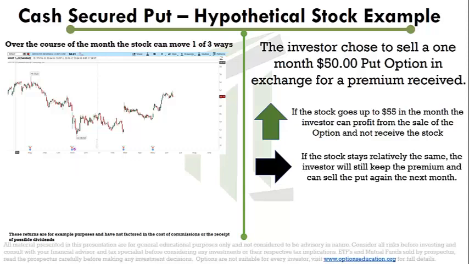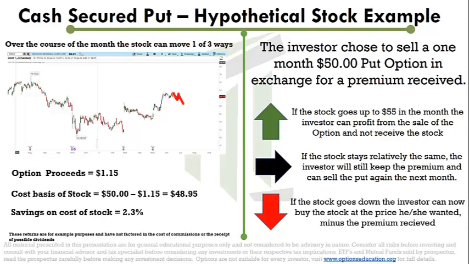Now, what if the stock goes down? So if the stock goes down, the stock is now going to be purchased by the investor at the price that he or she wants minus the premium received. So the cost basis of the stock actually goes from $50 a share down to $48.95 a share. That's a savings of 2.3% of the price of the stock, the same as the amount of the credit. So now the investor owns the security at the price he wanted with a little bit of a discount.